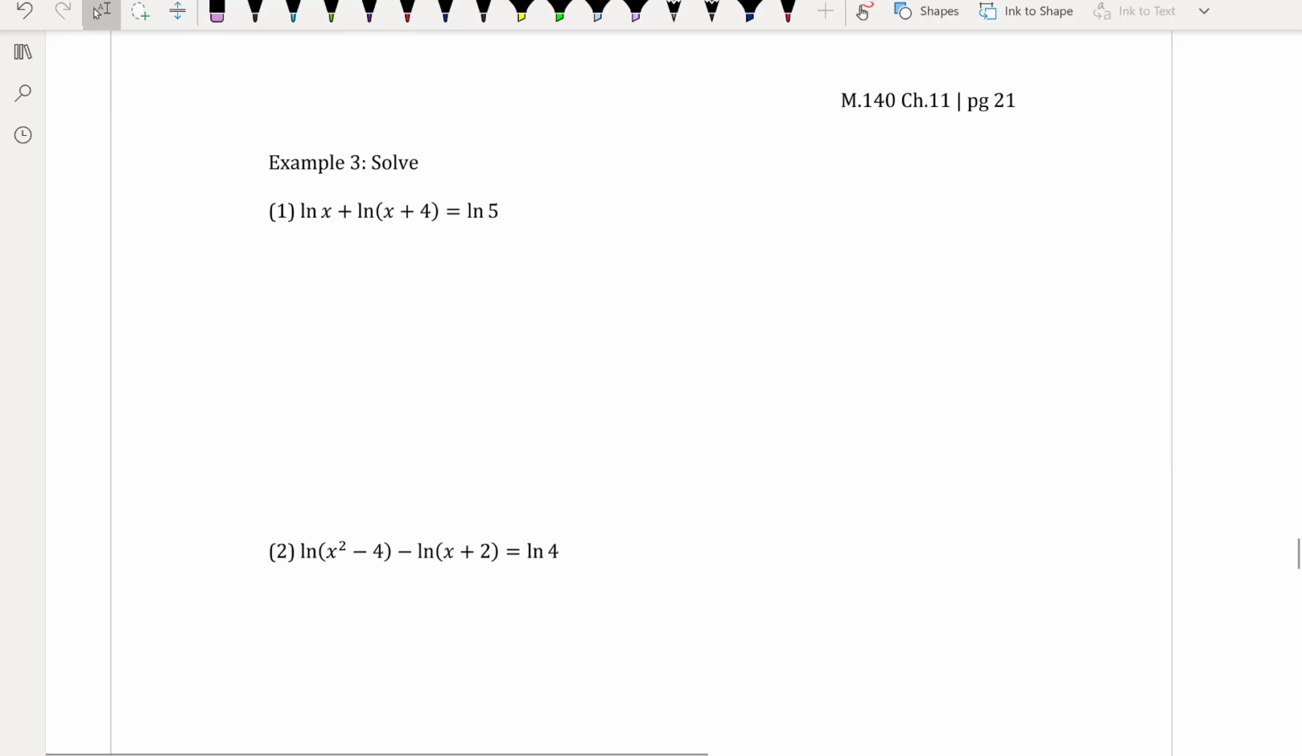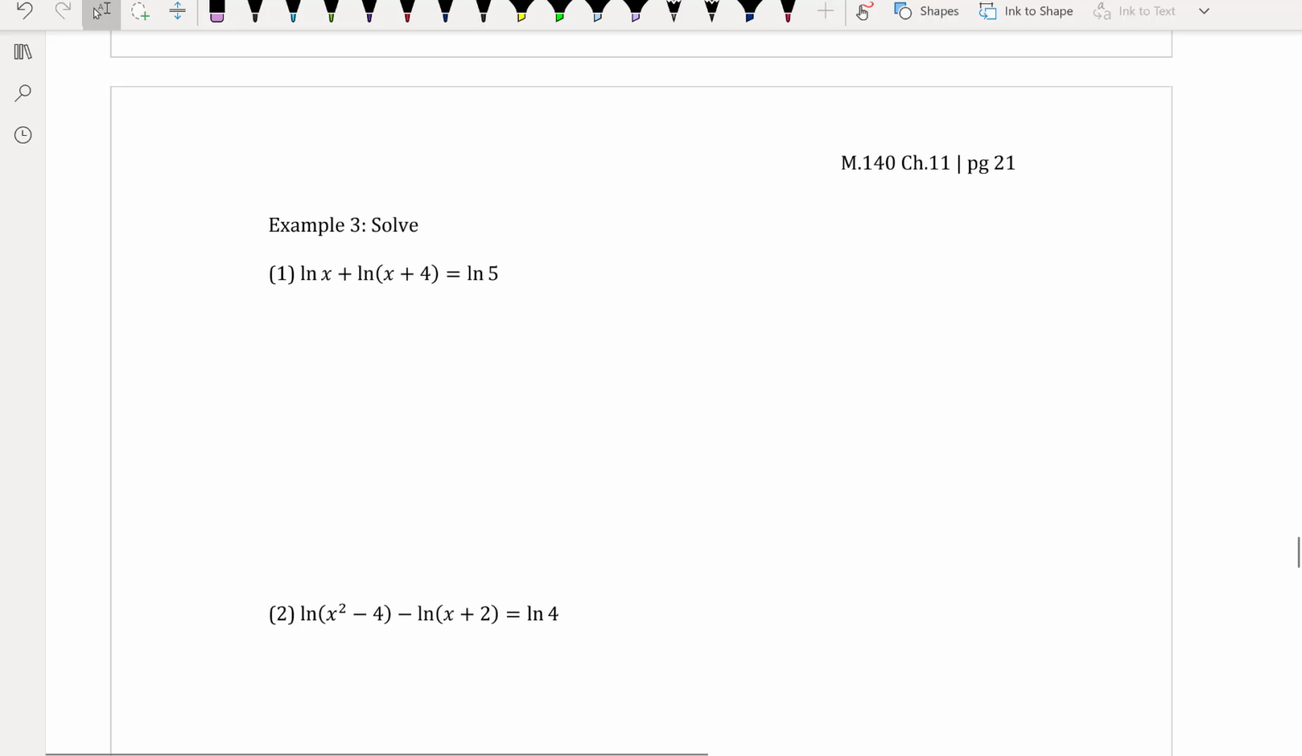Okay, so now we have more examples. We have ln, which is your natural log. So with the natural log, what comes here is going to be your one-to-one property. So what you want to do is condense it to a single ln on one side. So here, since you have addition, since it is addition, then combine for multiplication. That is our product property.